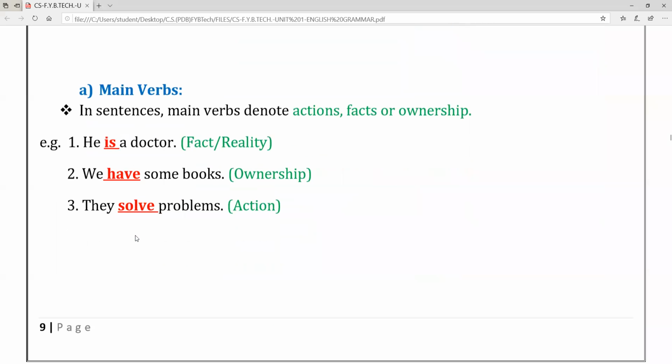Let's see the main verb and its definition. So type A is of main verbs. In the sentences, main verbs denote actions, facts or ownership. In any sentence, okay, in sentences, main verbs denote actions, facts or ownership.